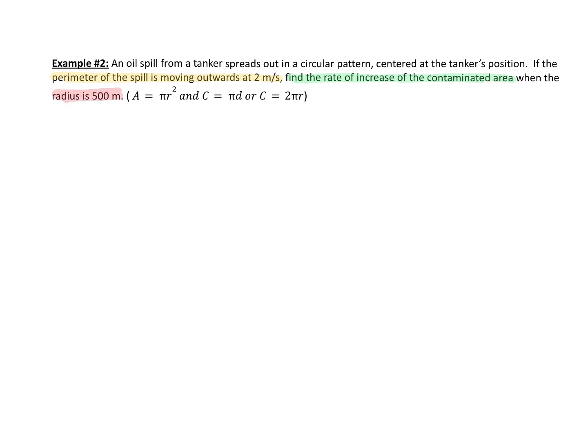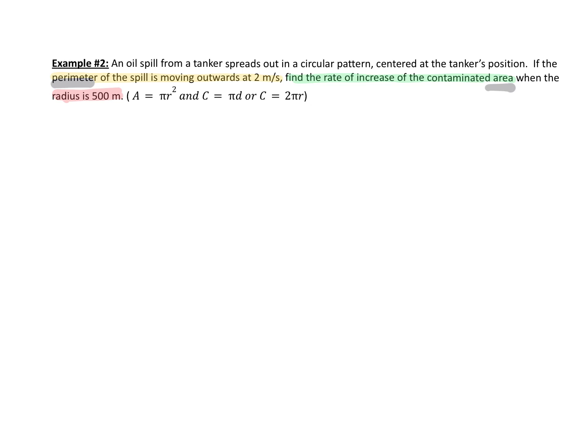So you should see there's two things happening. They're talking about perimeter and they're talking about area. So you might have two formulas. The first example only had one. So let's write down what we know and then we can figure out what we need. So if the perimeter of the spill is moving outward at a rate of 2 meters per second. Now, perimeter of a circle.